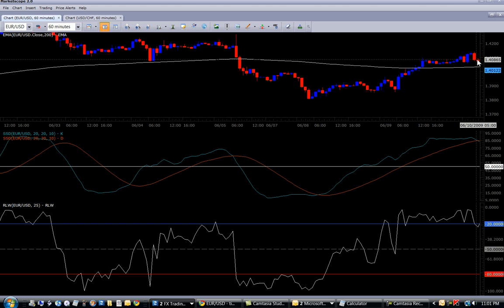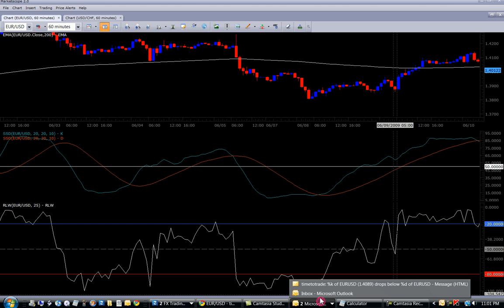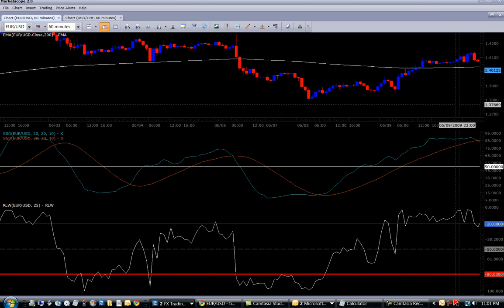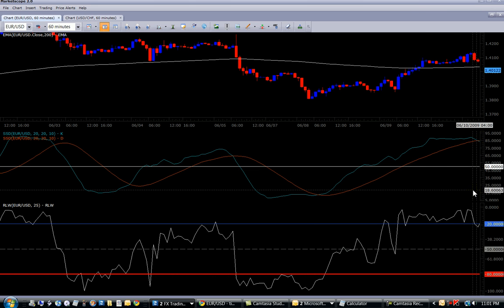We would have gotten our stochastics alert email, which would have looked a lot like this, saying, "Hey, it's going down. You need to pay attention." And we got K down through D above 50. Check. So one more time, K down through D, red line, above 50, check, good.